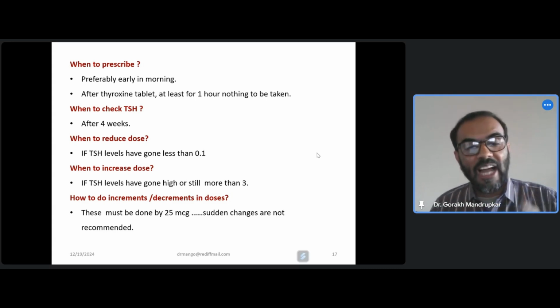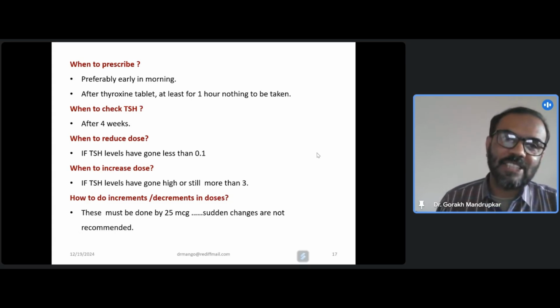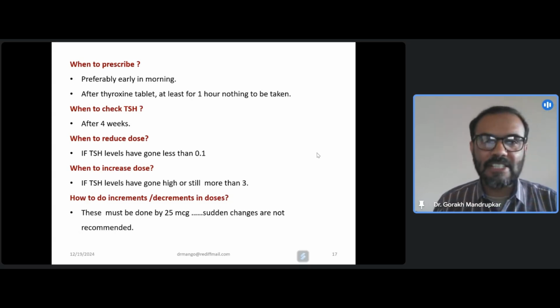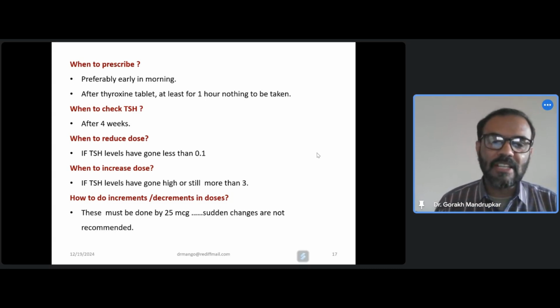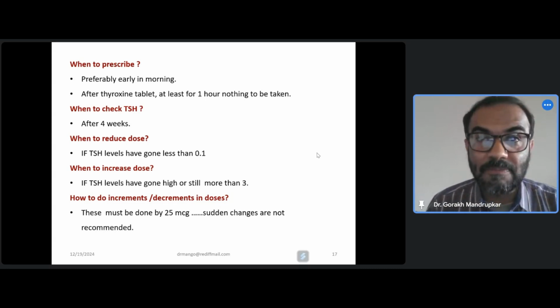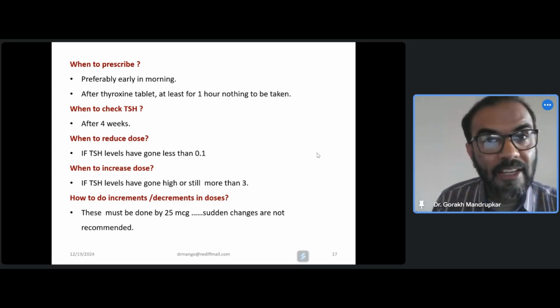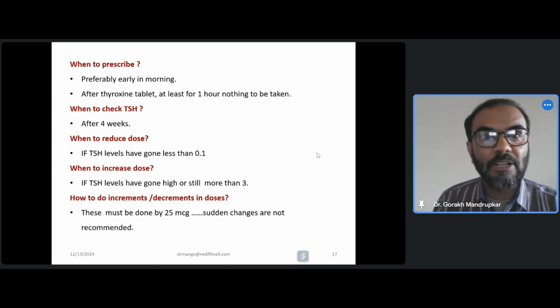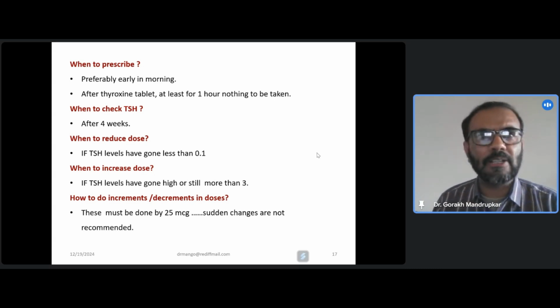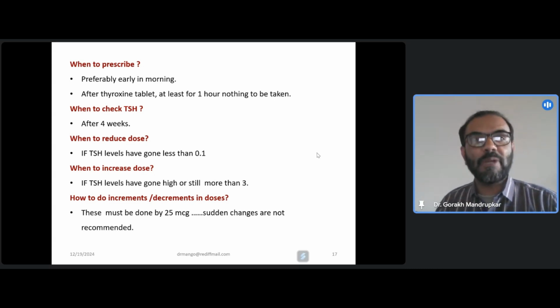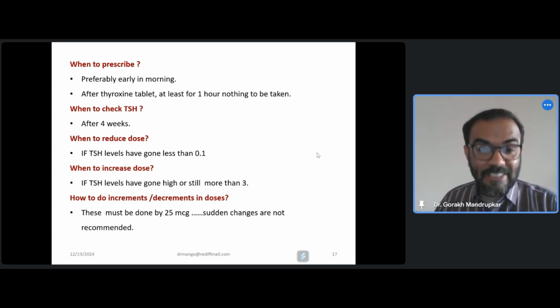So how to reduce the dose? If TSH has gone down to 0.1 in the first, 0.2 in the second, and 0.3 in the third trimester, reduce the dose by 25 mcg. So somebody will ask, what if she was put on 25? 25 minus 25, I will take her to 0. If she was on 50 minus 25, I will take her to 25. Simple.